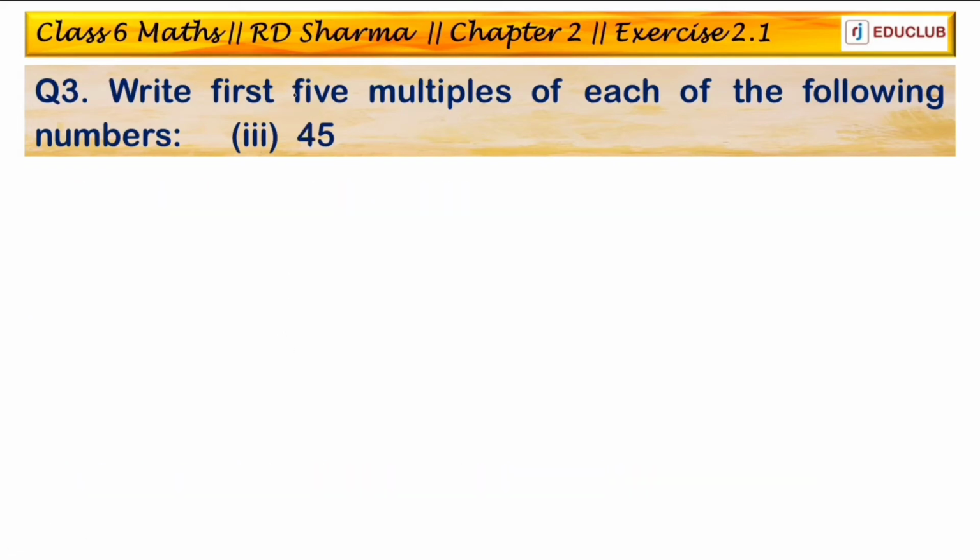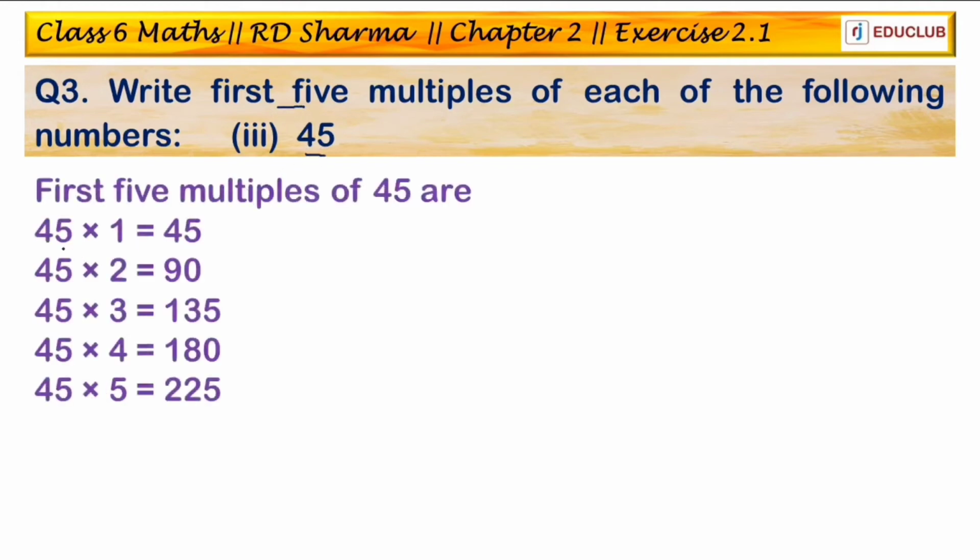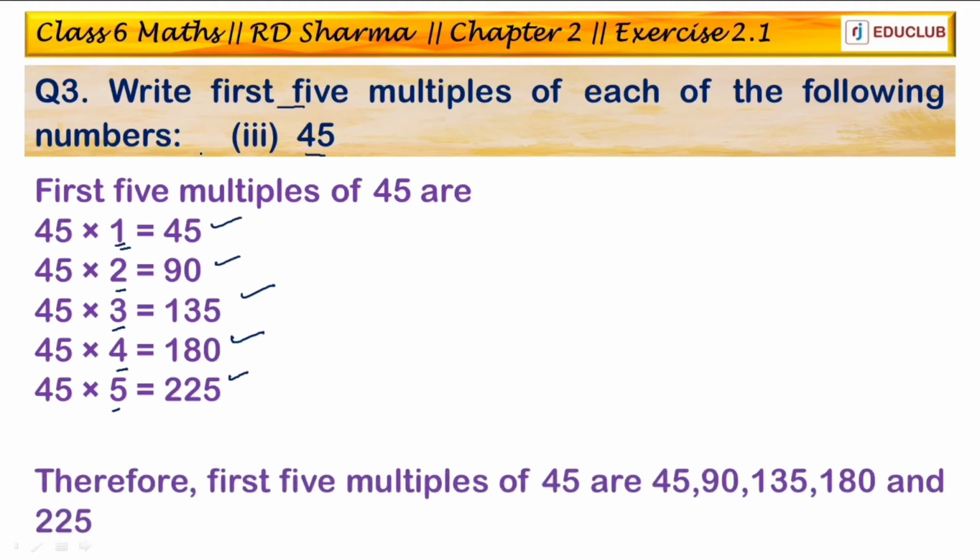Next is first 5 multiples of 45. Okay. So what we will do? We will multiply 45 multiplied by 1, 45, multiplied by 2, 90, multiplied by 3, 135, multiplied by 4, 180, multiplied by 5, 225. So these are the first 5 multiples of 45.